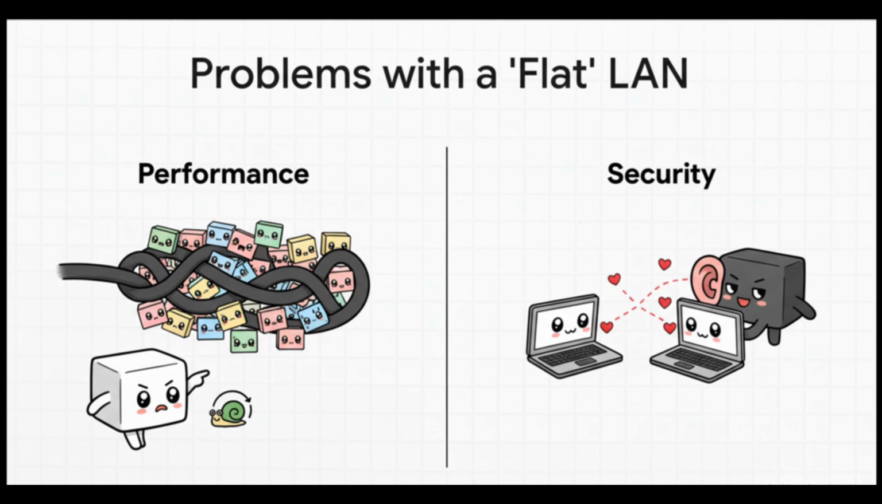And this whole open office design creates 2 huge headaches. First off, performance. A broadcast message, which is just a normal part of how networks talk, gets sent to every single device. This constant yelling back and forth creates a traffic jam, and it slows everything down for everybody. But second, and you could argue this is even more important, is the security risk. In that big open room, anyone can eavesdrop on any conversation. There's no separation, and that means sensitive information is just out there for the taking.